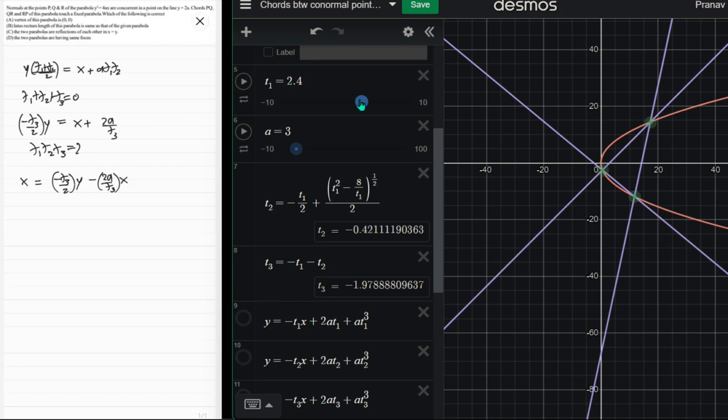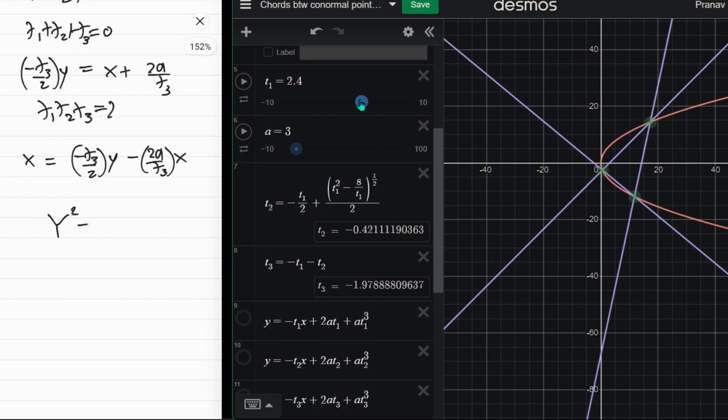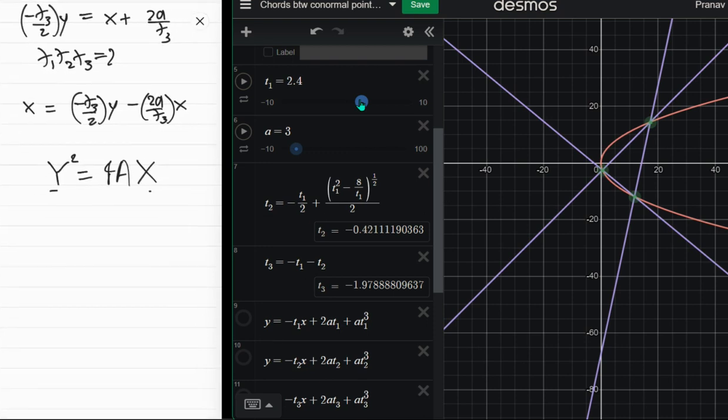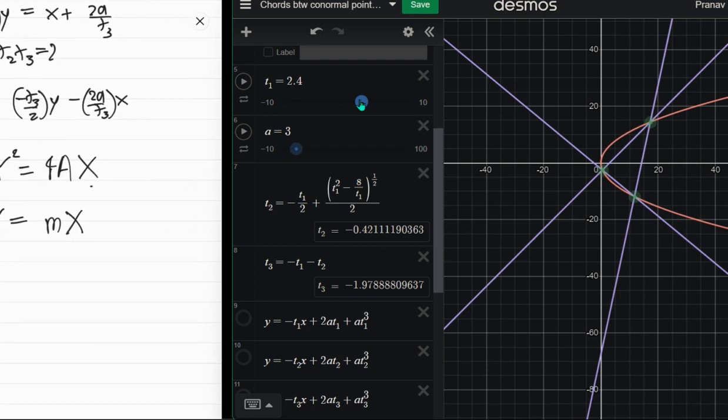The thing is, the question asks that these three chords are tangents to a fixed parabola. So think about it. A parabola is basically just capital Y squared equal to 4 capital A times capital X, where capital Y and capital X are signed distances from two lines which are perpendicular to each other. And we know that the tangent to such a parabola will be capital Y equal to small m times capital X plus capital A upon m.